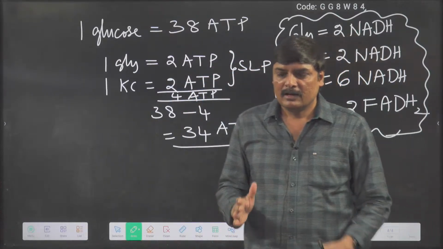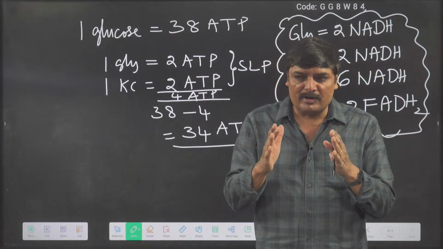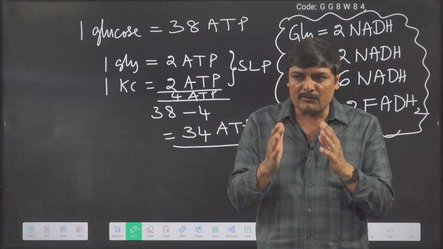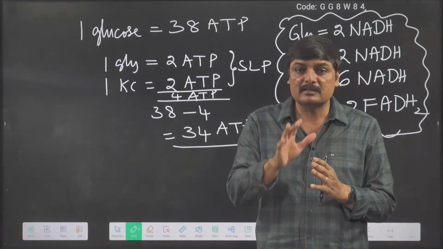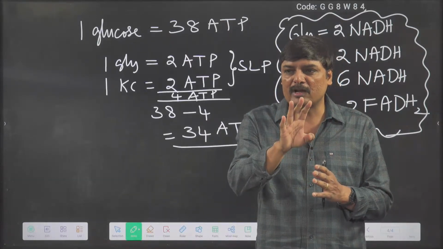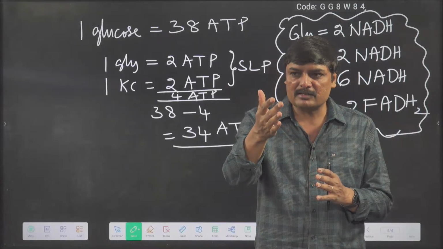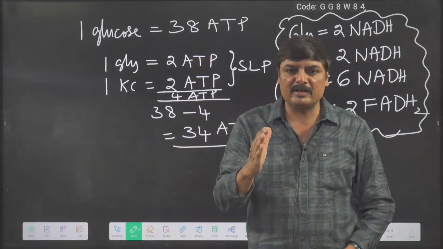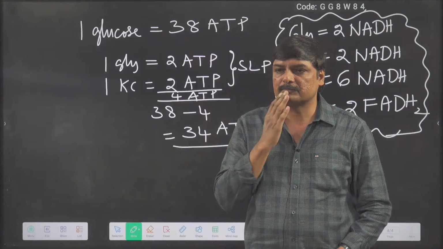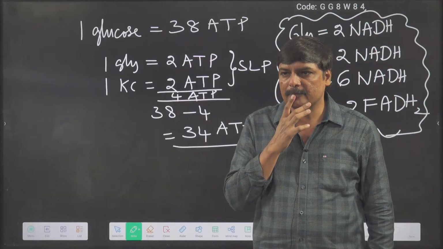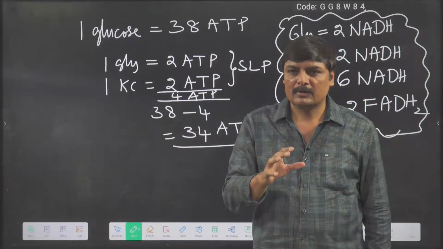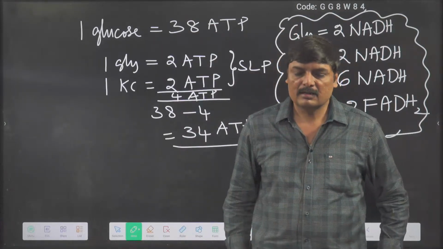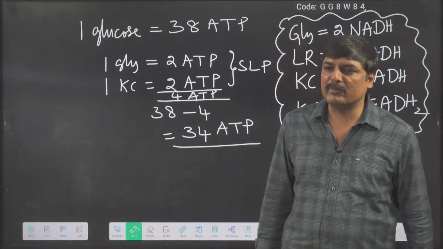Okay. Now most of the ATP are formed in ETS. What number of ATP are formed in ETS? 34. The remaining 4 are directly formed in glycolysis and Krebs cycle through SLP reaction. SLP means substrate level phosphorylation. Okay. Now we have to know what are the complexes present on the inner membrane of mitochondria.